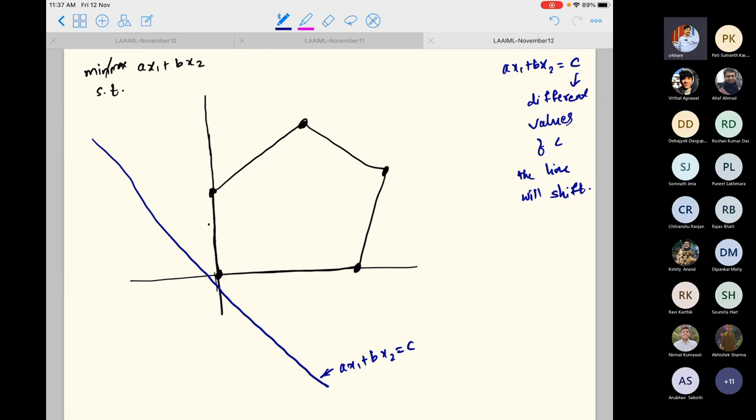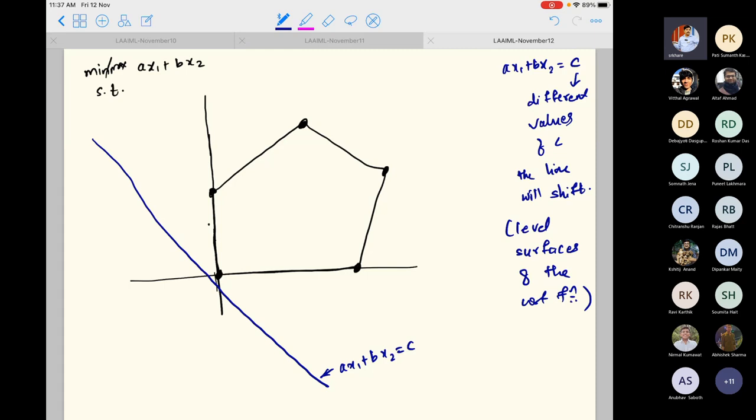So this is like a level surface of the cost function. Each value of c gives you a certain set on the R2 plane, and that is called a level surface. So these are level surfaces of the cost function. Do you all agree? Different values of c will give you different lines. In this particular case, those lines are parallel.